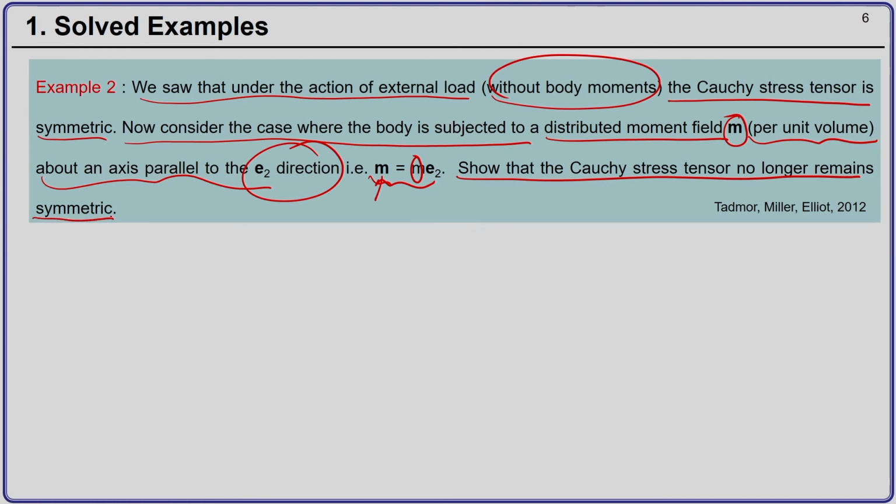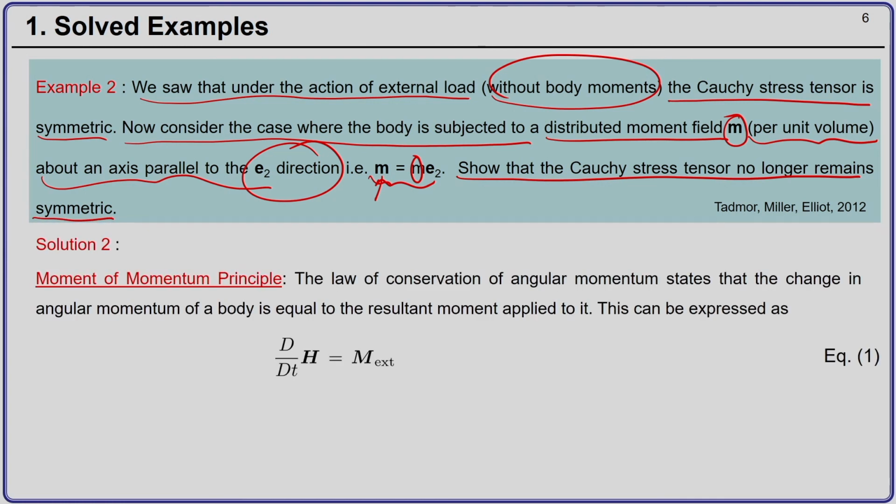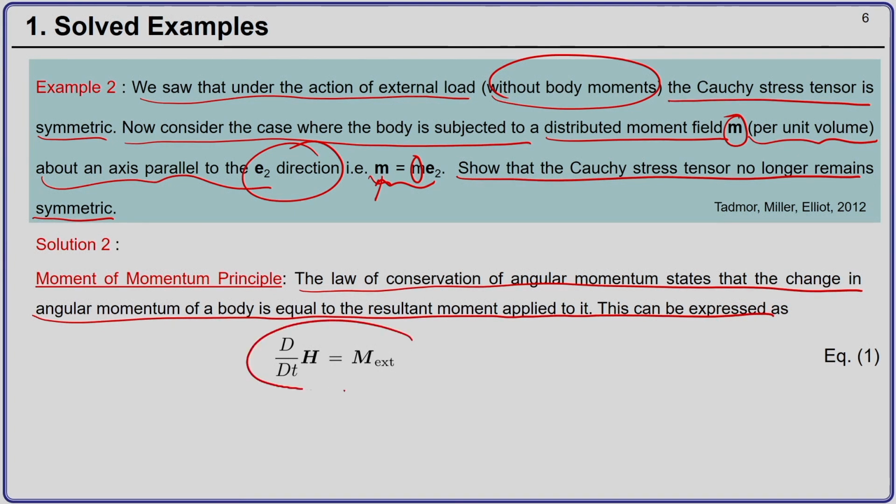To show that, we first state the moment of momentum principle, which states that the law of conservation of angular momentum: the change in angular momentum of a body is equal to the resultant moment applied to it. Mathematically, you can write this as the material time derivative of the angular momentum being equal to the resultant moment applied on the body.